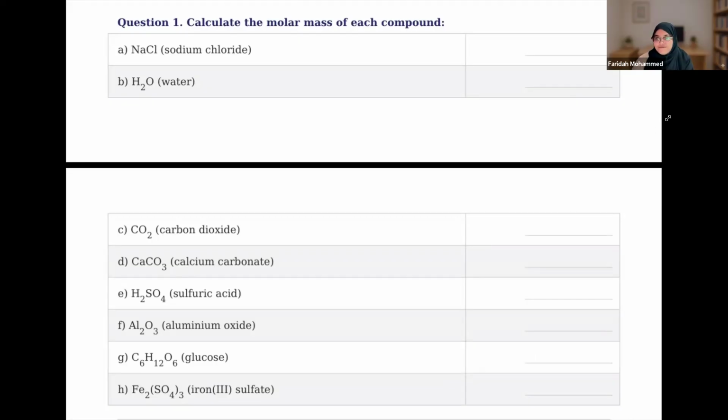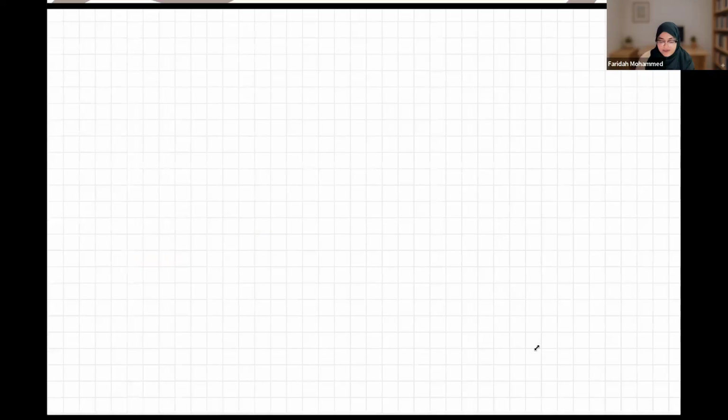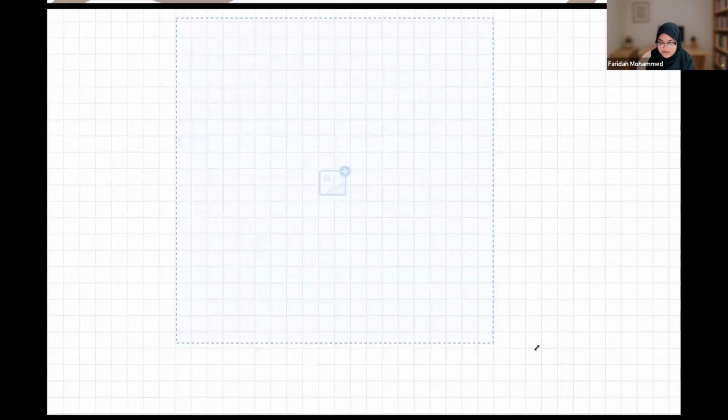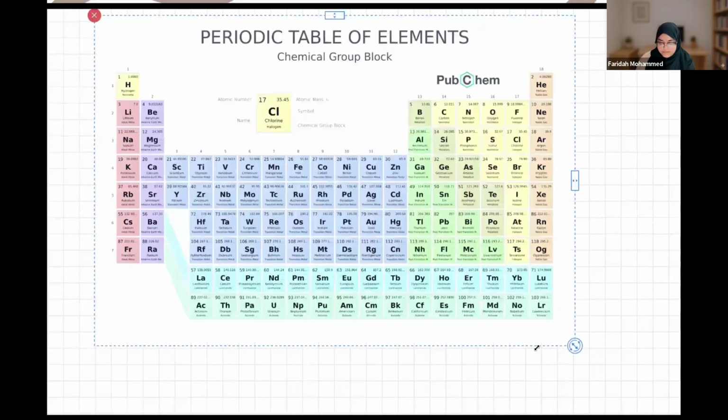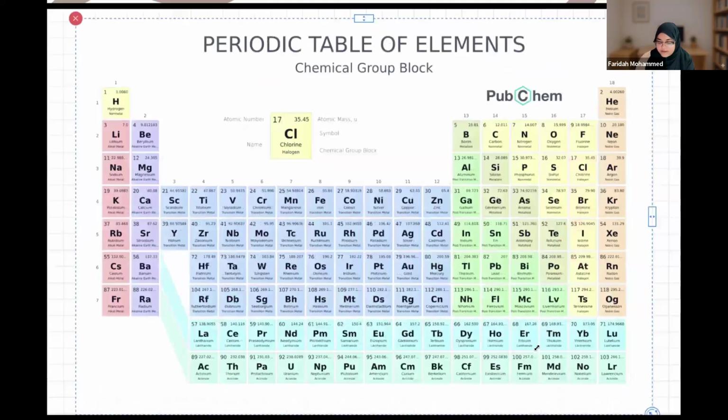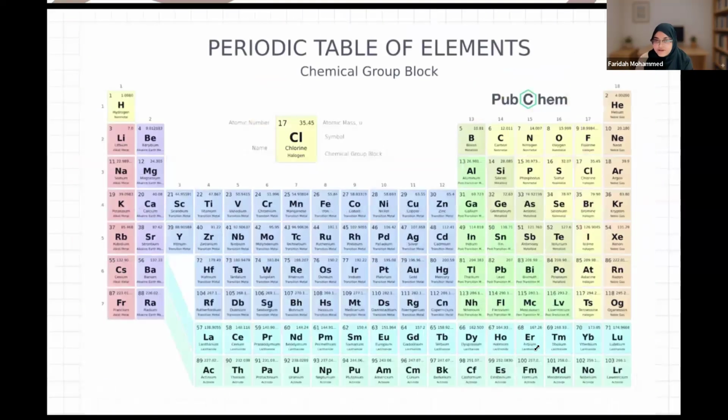Okay, so we're gonna start very basic. You guys have a periodic table with you? If you do not have one, you can just find one online and download it, or just open a tab. From our next class, I do want you guys to have a periodic table. Something like this, okay?